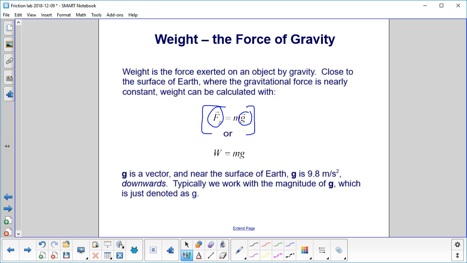Or if we just want to find the magnitude, we call that weight, and weight will just be equal to mg. g is a vector, at the surface of the Earth that is 9.8 meters per second squared. And typically in these problems, we're just working with the magnitude, and the magnitude of g we'll just denote as g. Notice we've got the vector form in bold and the scalar form in unbold. And W, weight, is equal to mg.